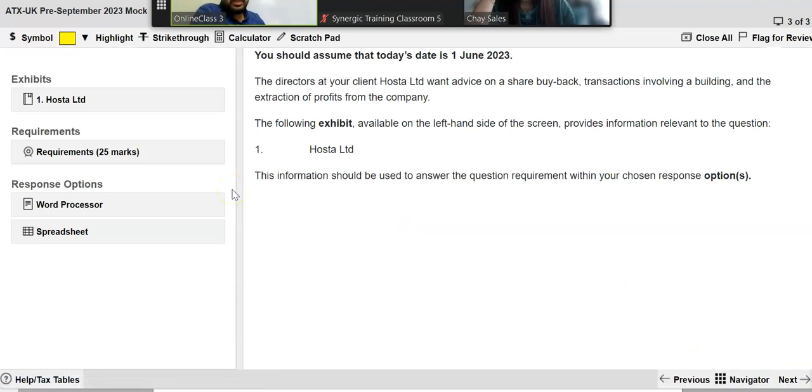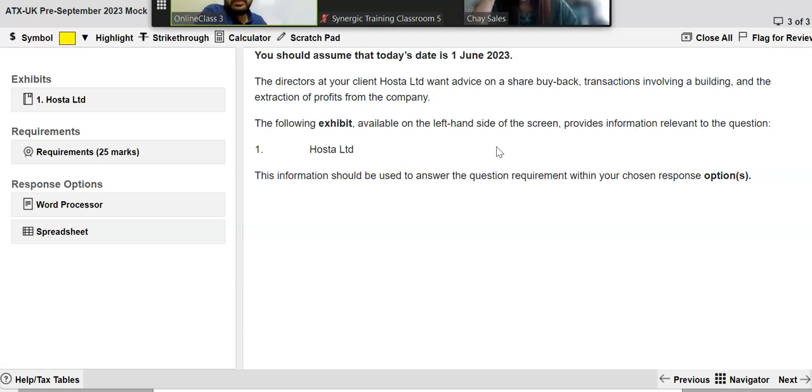Okay, so this was the question which you attempted well, and yes, it was really good attempted by you, and you scored 13 out of the 25, so that's okay at the moment. So here it says that you should assume that today's date is 1st of June 2023. The directors at your client Hosta Limited want advice on the share buyback transaction involving a building and the extraction of profit from the company. So this was a purchase of the shares by a company, right? The purchase by a company of its own shares rather.